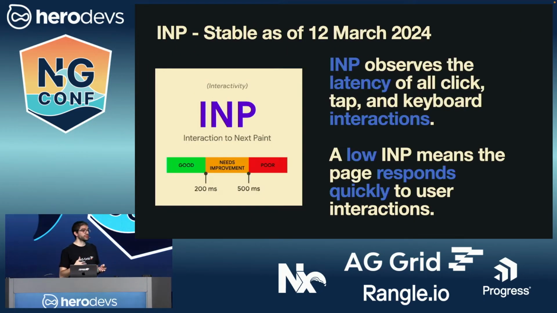And the key one, which is new as of this month, is Interaction to Next Paint. So this is all about the latency. Like when you click something or when a user types, how quickly do they see something responding to that? So a low score of this means the page responds quickly, and a high one might mean your user ends up rage clicking buttons because nothing's happening. So it's those kind of things that we want to avoid.